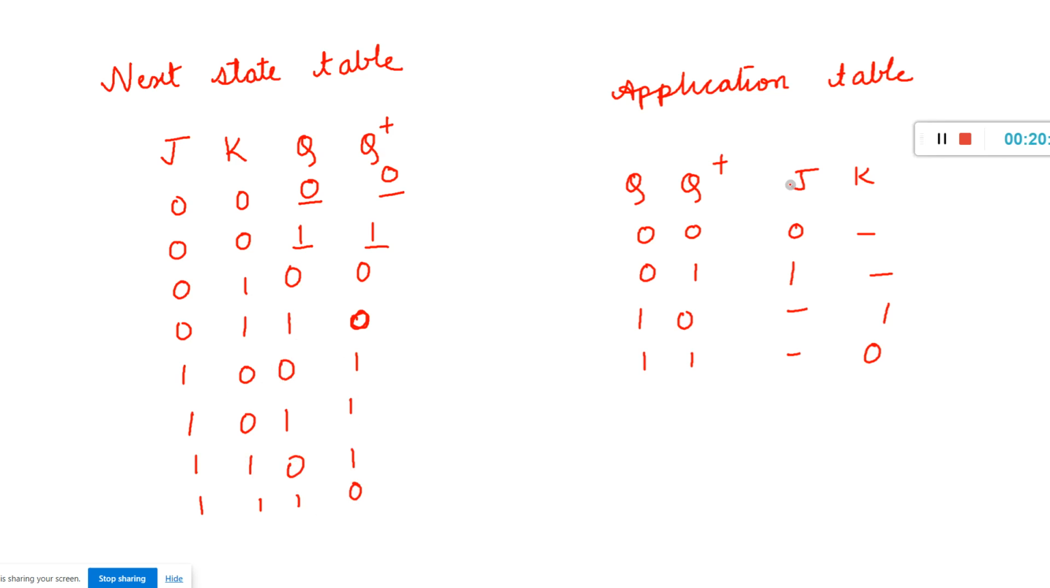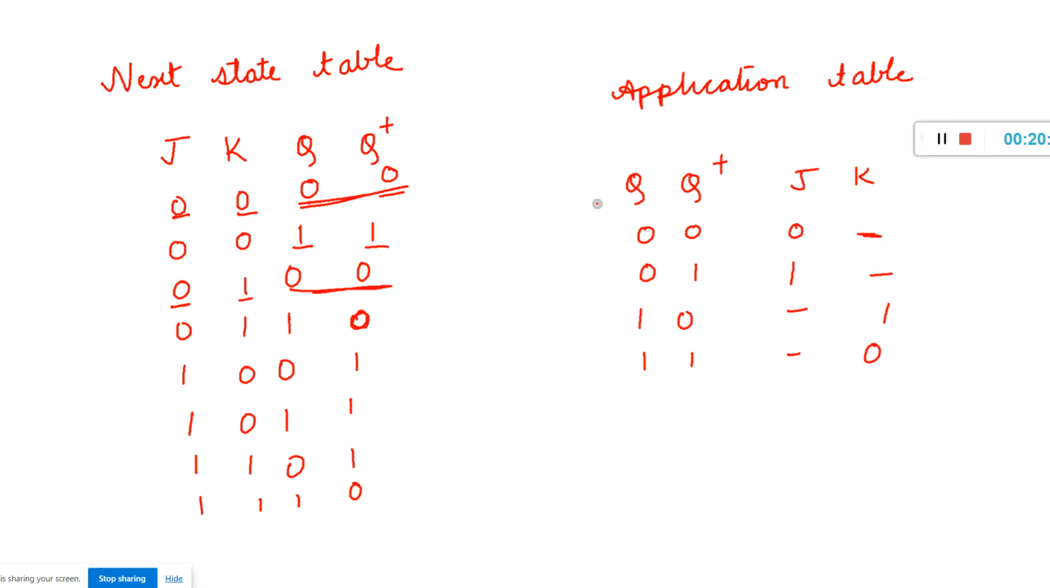From the next state table, how to write the application table? Now it is reverse. Q plus may be 0 0, 0 1, 1 0, 1 1. What are the inputs for the Q plus? Now let me check for 0 0. So here it is 0 0, the first row and the third row. For this, what is J? J is 0, so I have written 0. What is K? K is 0 and 1. So don't care, dash. J K is 0 also, 1 also.